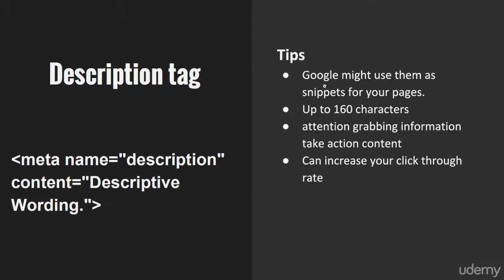And another tip, when you are writing those description tags, make sure that there's attention grabbing information, like take action type content. So when people do come up within search results, they might be more inclined to click through them. And that's the last tip, that it can be used to increase your click-through rate within search results.